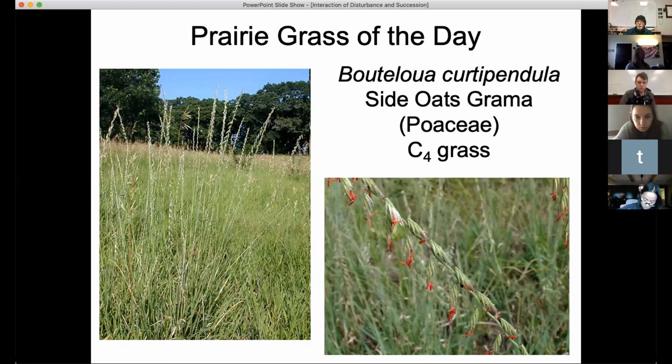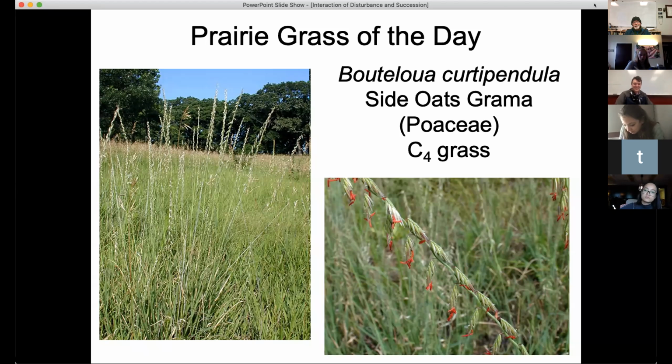Okay, but before we do that, I want to go through prairie grass and forb of the day and a prairie animal of the day because we didn't get to do this last time. So I'm going to present to you Sideoats grama, Bouteloua, which is one of my favorite plant genera. One of my favorite grasses here too.